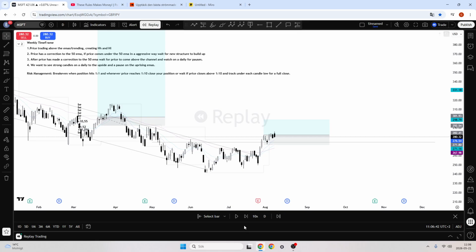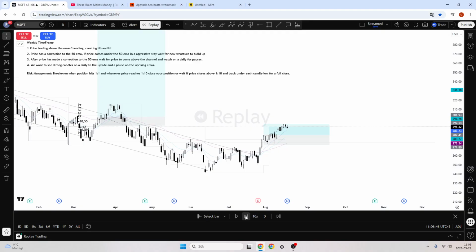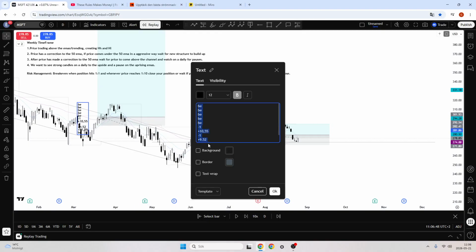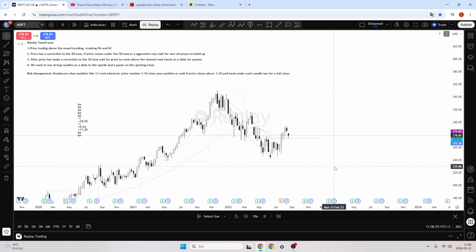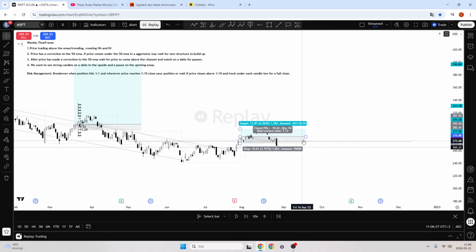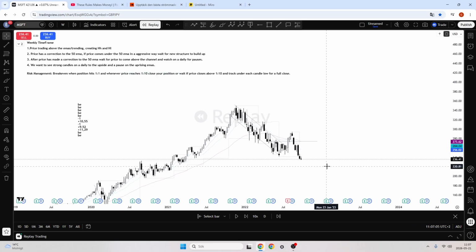So we protect under this low right here, wait for our 1 to 1. Reaches 1 to 1 and a break even. Let's check the weekly right here. Still looks good. So wait for new strong buying to come in. If we fail this low, there is nothing for us to do. So we are failing this low. So now we just wait for a new structure to build up.